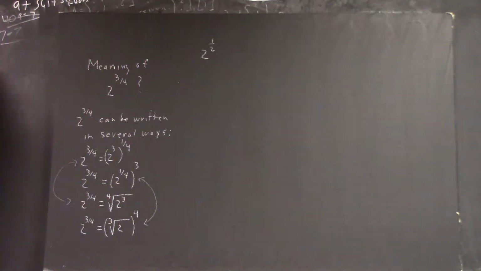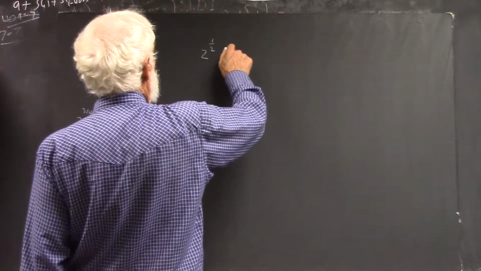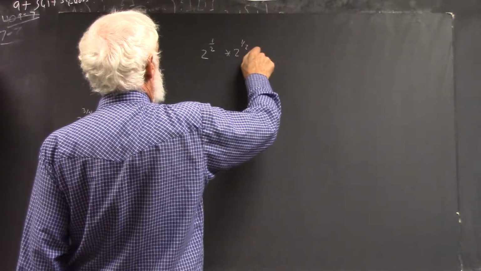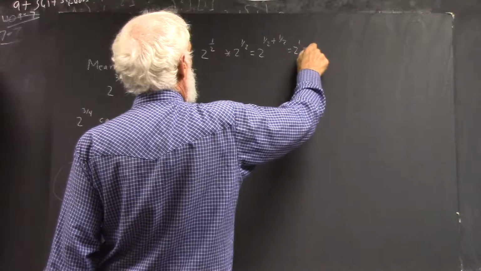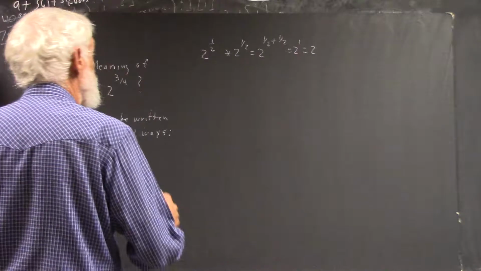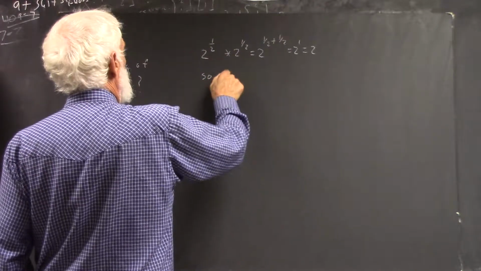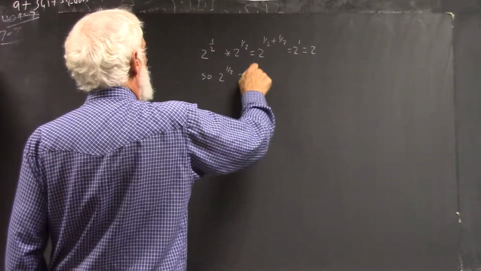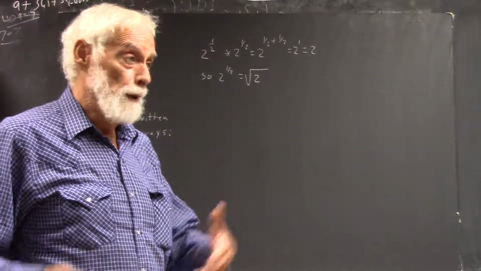Excuse me, 2 to the 1/2 means what? Well, it's a number you multiply by itself. We get 2, right? So 2 to the 1/2 is the square root of 2. Because the square root of a number is a number you multiply by itself to get that number, right?